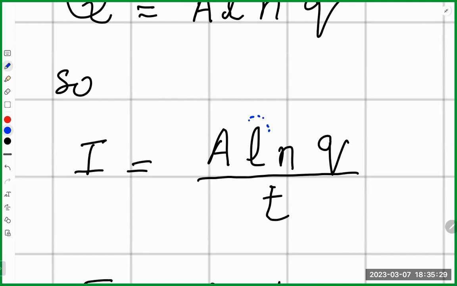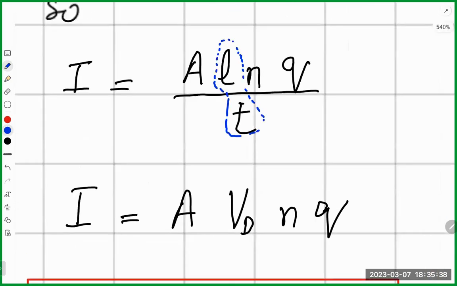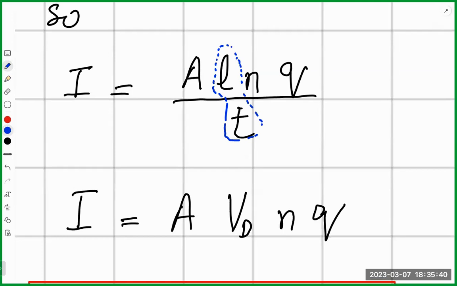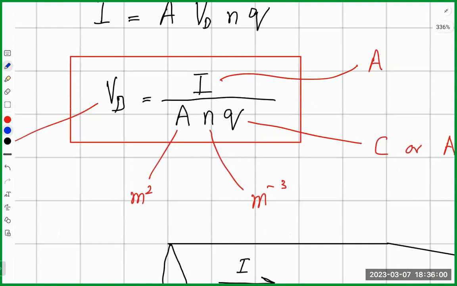Does anybody see an L over T here? Yes. So can I replace it with drift velocity? Yes. Here we go. So drift velocity multiplied by area, multiplied by charge density, multiplied by charge on each particle is equal to current. Can we use it to find drift velocity? Answer is yes, we can. And that is drift velocity equals I over A N Q.